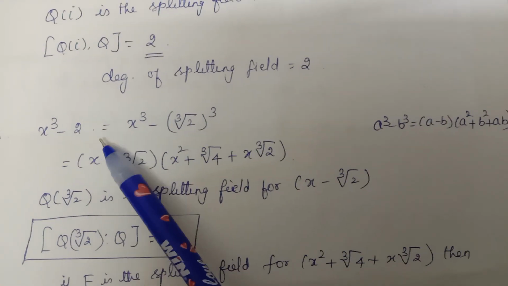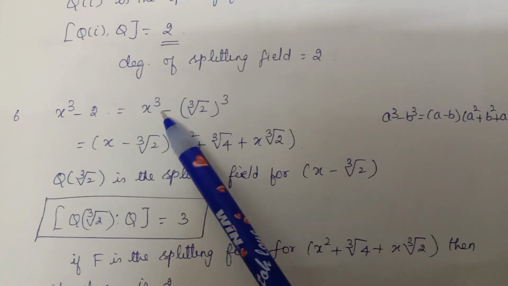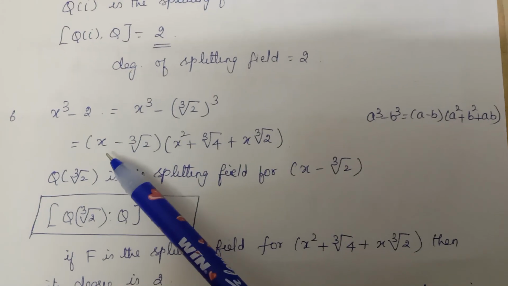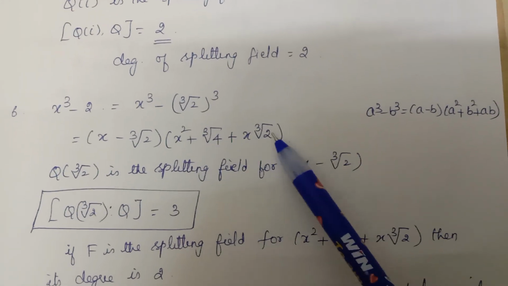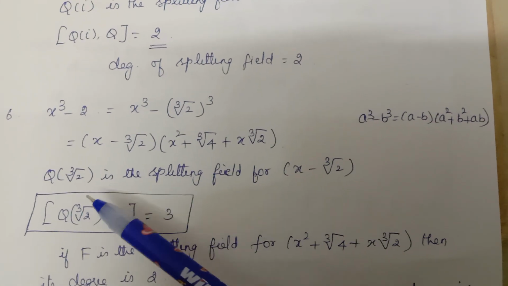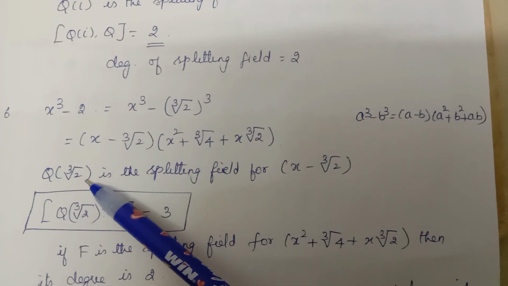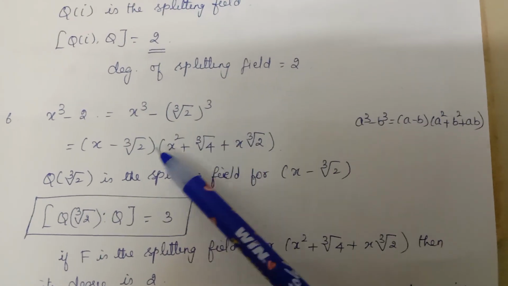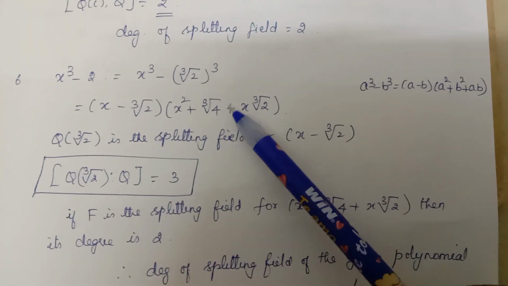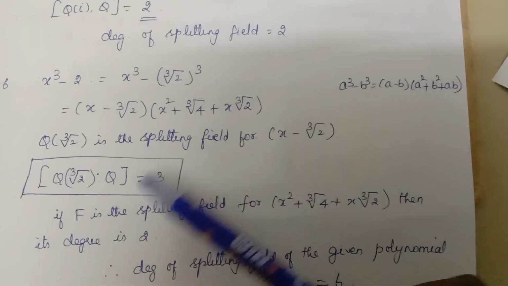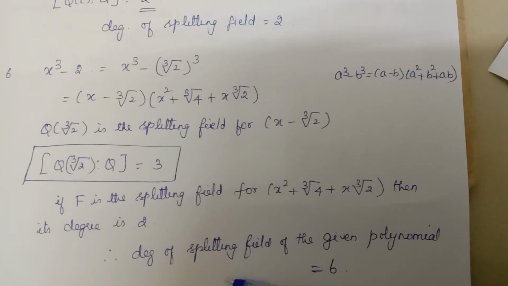Next one, x cube minus 2. How can you write this? x cube minus cube root of 2 the whole cube. So this is like a cube minus b cube, no? Which we can write as a minus b into a square plus b square plus ab. Right? Now for this factor, Q of cube root of 2 will be the splitting field, but for this one, this is not the splitting field. This one has a splitting field of degree 2, isn't it? Therefore, together the total degree of the splitting field will be what? 3 into 2 equal to 6.